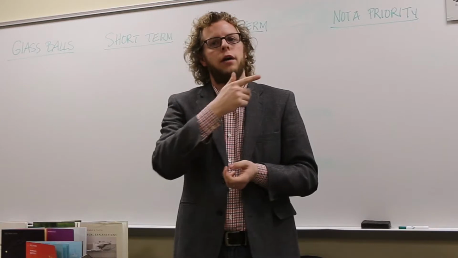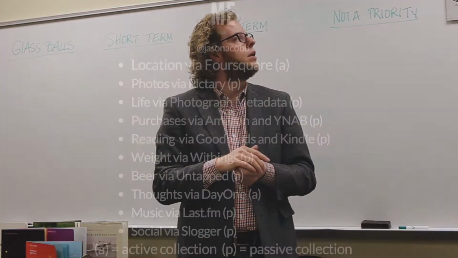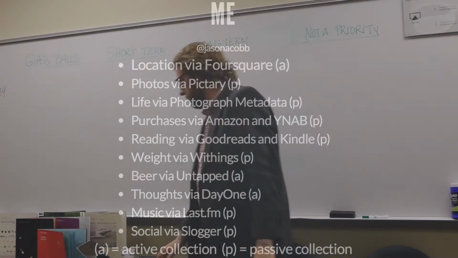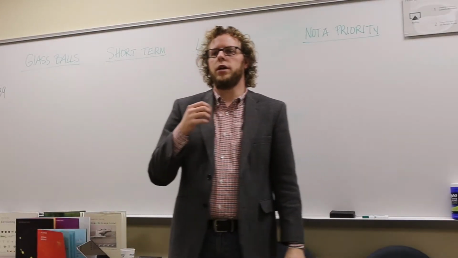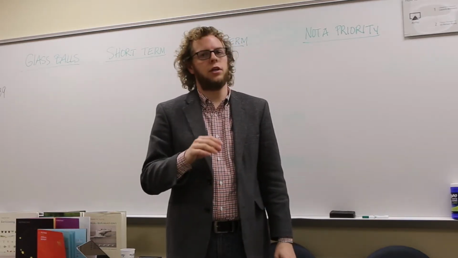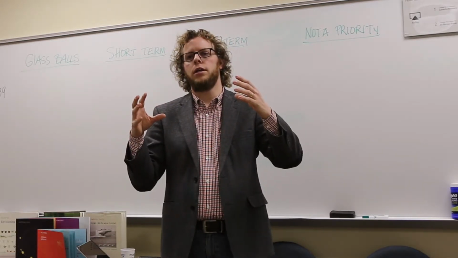I'm using Goodreads now to track that. Weight via the scale, beer via Untappd, thoughts via Day One, which is a journaling app, music via Last.fm, and social via Slogger, which is a script that brings your social activity into Day One for later analysis. And you'll see there the difference between active collection and passive collection. It's my view that you want to try to get as much passive as you can. Try to get those things where you don't have to think about it, so you can get as holistic a data set as you possibly can.